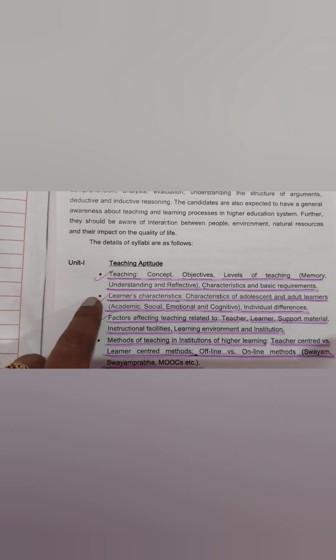And as you can see, unit wise I have tick marked the topics that I have completed over the period of time, right? So suppose I am doing teaching aptitude. In teaching aptitude, if the first topic is concept, objectives and levels of teaching, then every time I used to complete these topics, I used to highlight them through the highlighter pen, and then I used to go on to the next topic, that is characteristics and basic requirements. Okay, after that when I am doing learners' characteristics, I cover characteristics of adolescent and adult learners, all their parts.